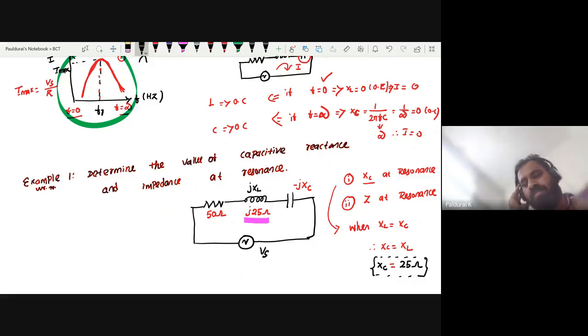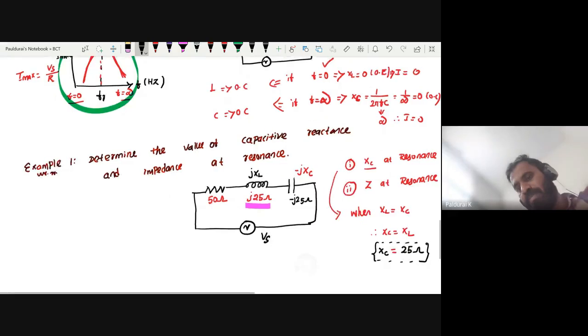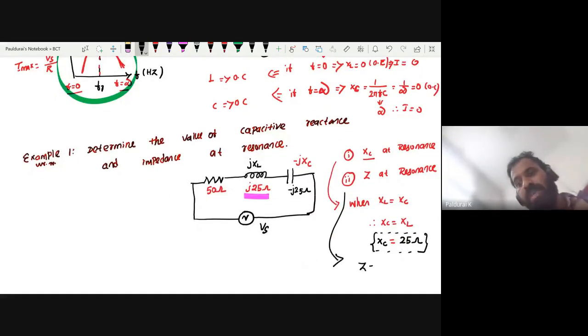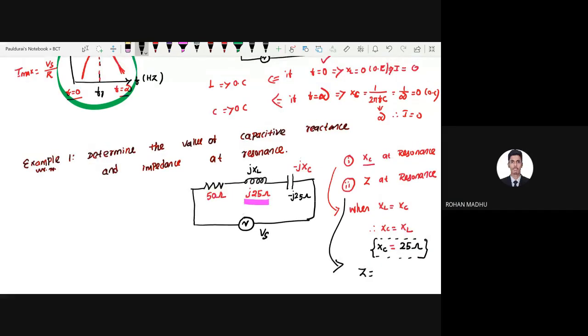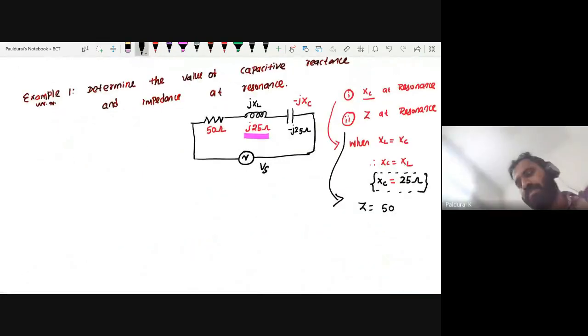So this is j25 and this is obviously minus j25 ohm, so both will cancel. Then resonance will occur. Second one, impedance at resonance. At resonance, what is your impedance? 50 ohms. I don't want to explain much. I want to move to the next problem.